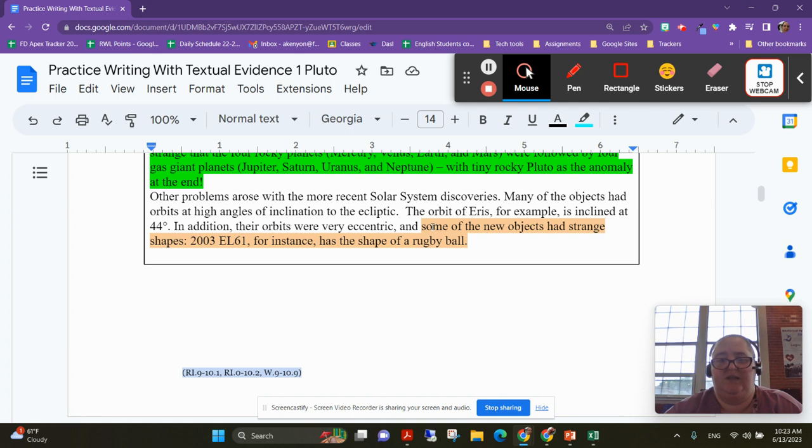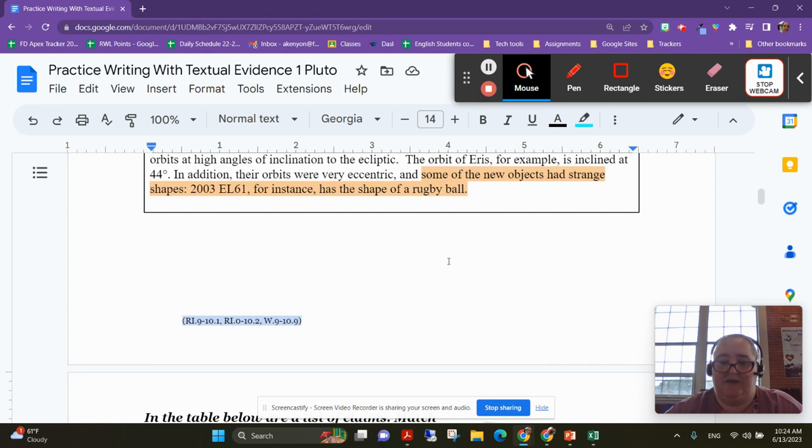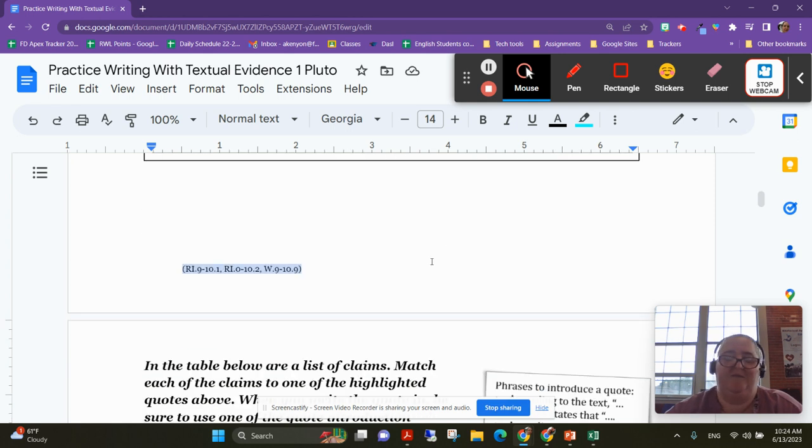Some of the new objects had strange shapes. 2003 EL61, for instance, has the shape of a rugby ball. I don't know if that's like a football or not. I'd have to look it up. But I know it's shaped like some kind of ball that's different than round, right?